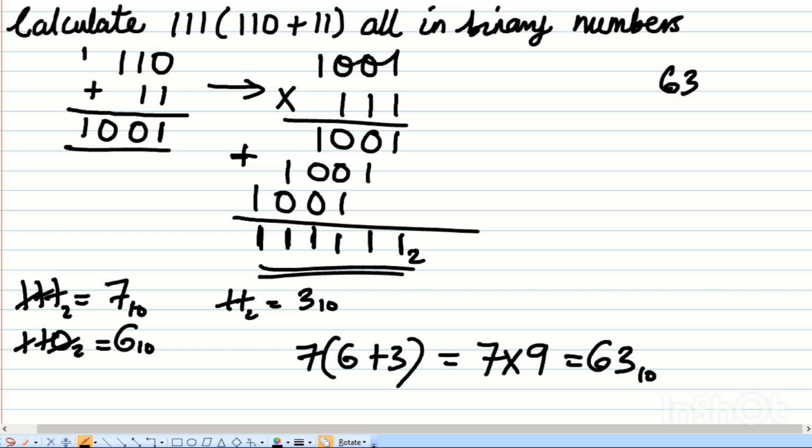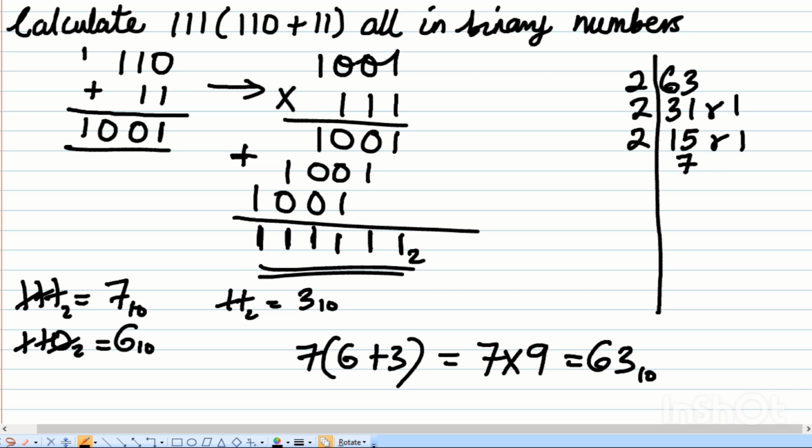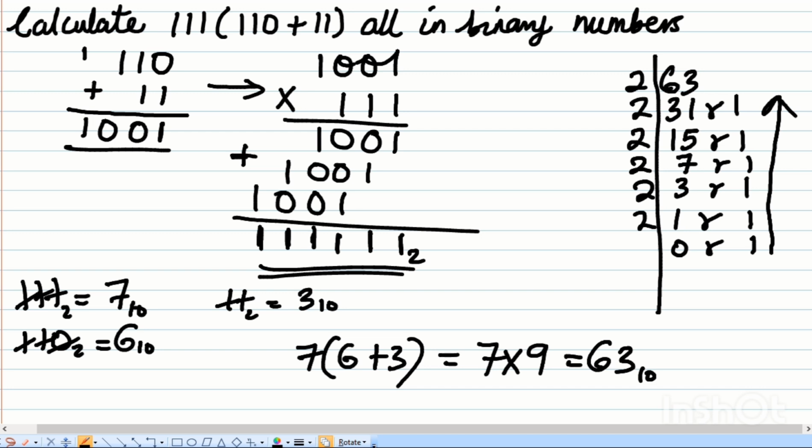So 63 to base 2, you know how to do that. We just divide, writing our remainder down each time. 2 into 63 is 31, remainder 1. 2 into 31 is 15, remainder 1. 2 into 15 is 7, remainder 1. 2 into 7 is 3, remainder 1. 2 into 3 is 1, remainder 1. And 2 into 1 is 0, remainder 1. Remember, you take your answer from bottom to top. So our answer is going to be, no need of writing it out, you can clearly see, 111111, six 1s.